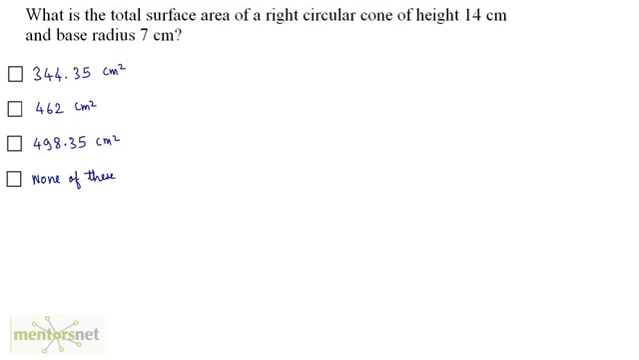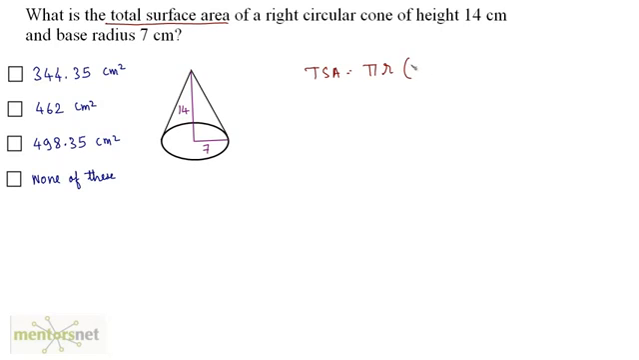What is the total surface area of a right circular cone of height 14 centimeters and base radius 7 centimeters? Okay, so we have been given the base radius of this cone, that is 7 centimeters, and the height of this cone is 14 centimeters. Now what is the formula for calculating the total surface area of a cone? Well, total surface area is equal to pi r times r plus l. So this is the formula. We don't have l, we can calculate it using height and radius. So l is equal to the square root of h square plus r square, that's 14 square plus 7 square.